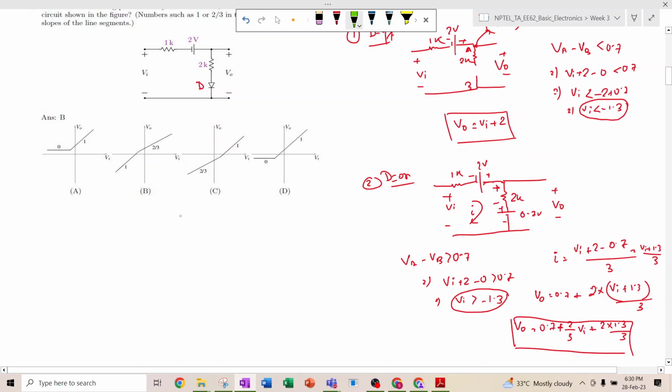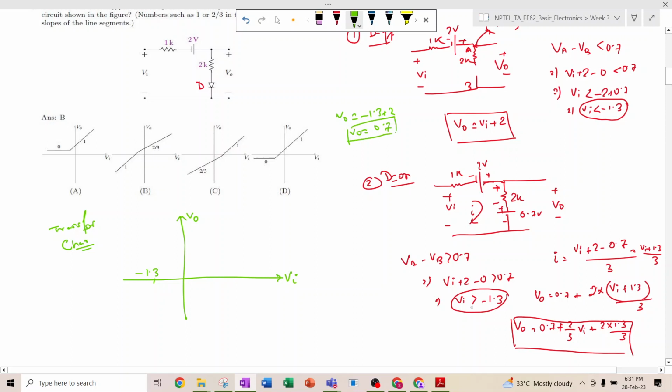So if we want to plot this, this is Vi and this is VO. This is known as the transfer characteristics: the output voltage with respect to the input voltage. The transition happens when the value of Vi is minus 1.3, and particularly at Vi equal to minus 1.3, what will be the value of VO? VO will be minus 1.3 plus 2, which is 0.7 volt, right?